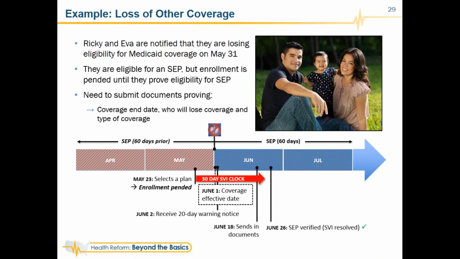Okay, so June 26th, they resolve the SBI. But their coverage begins on June 1st. This is an example of a family whose coverage begins prior to the resolution of their SBI. Okay.